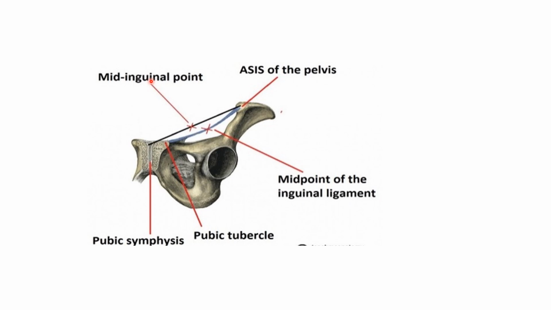And if I draw a line between the anterior superior iliac spine and the pubic tubercle, that is the attachment of the inguinal ligament, the midpoint of this line will be the midpoint of inguinal ligament. So there are two different things. In the mid-inguinal point, the line is drawn between the anterior superior iliac spine and the pubic symphysis, and a midpoint is taken. While in the midpoint of inguinal ligament, a line is drawn between the anterior superior iliac spine and the pubic tubercle, and the midpoint is taken. These two things are separate.